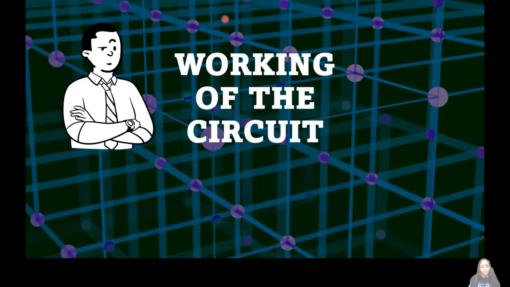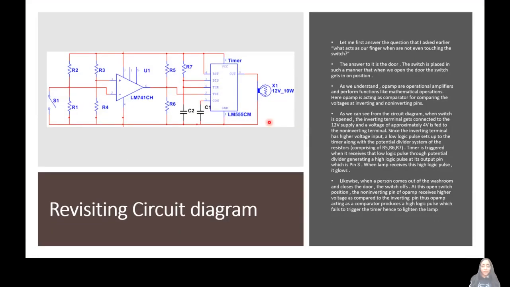Now let us come to the main part, that is the working of the circuit. Let me first answer the question that I asked you earlier: what acts as a finger when we are not even touching the switch? The answer is apparently the door. The switch is placed in such a manner that when we open the door, the switch gets in the on position. As we understand, op-amps are operational amplifiers and can perform functions similar to mathematical operations. And here, our op-amp is acting as a comparator to compare the input voltage at pin 2 and pin 3, that is at the inverting pin and non-inverting pin.